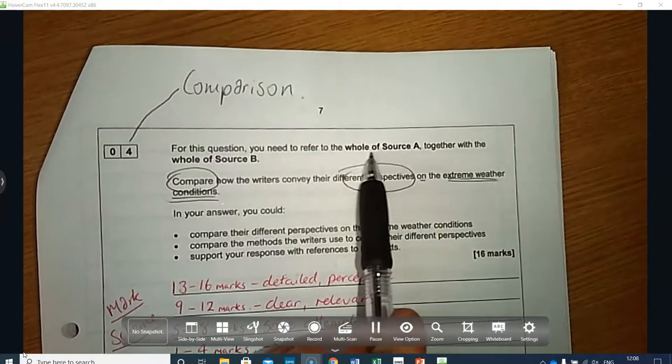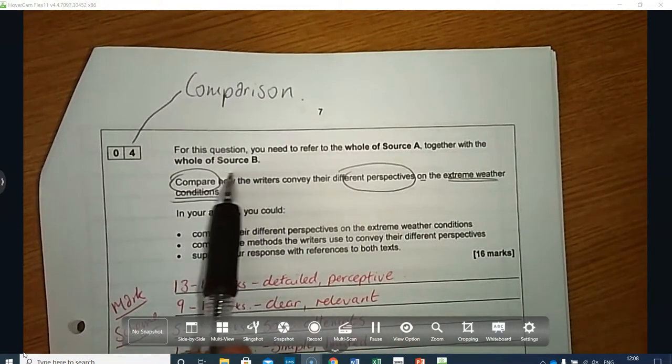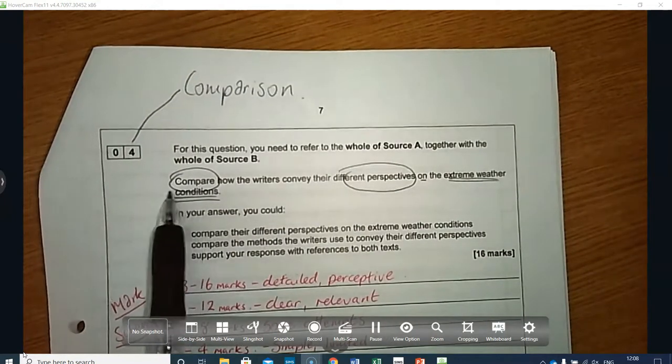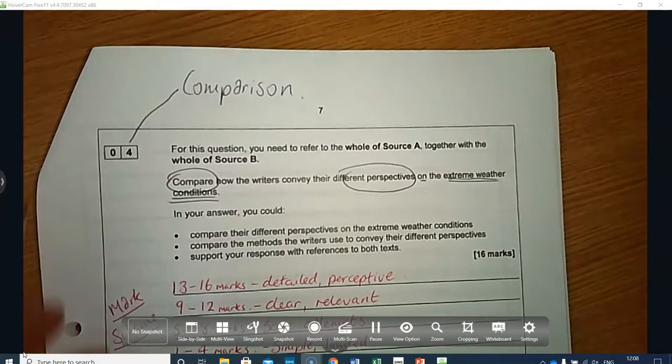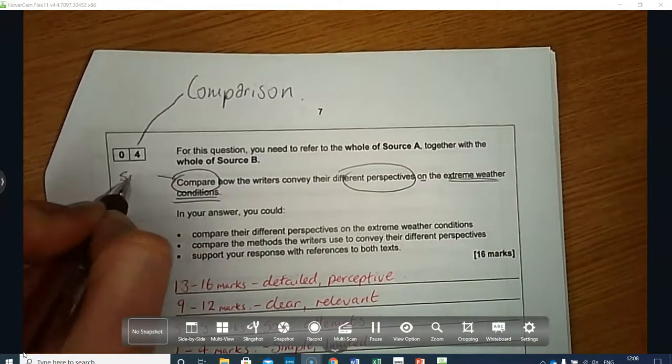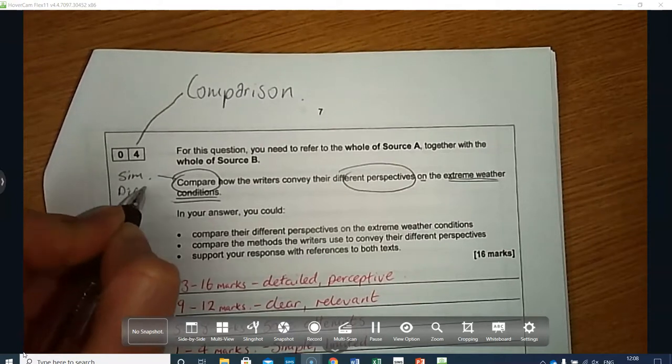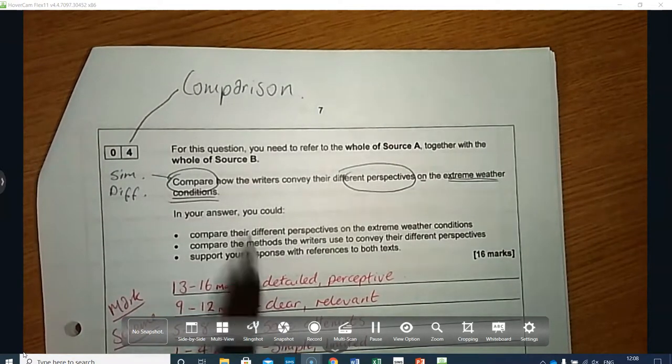So it's asking you to read the whole of source A and the whole of source B. And that will always be the same. The key word here is compare. So straight away we know that we've got to pull out the similarities and the differences in these two texts.